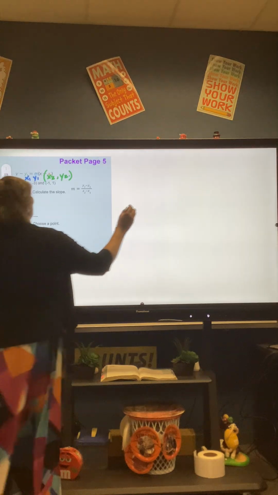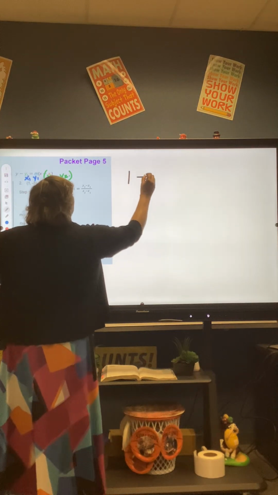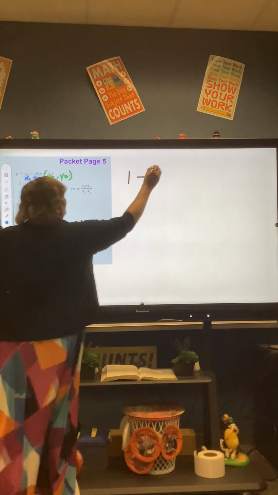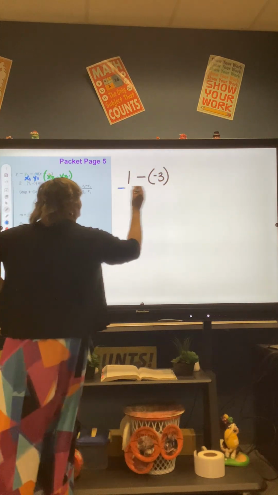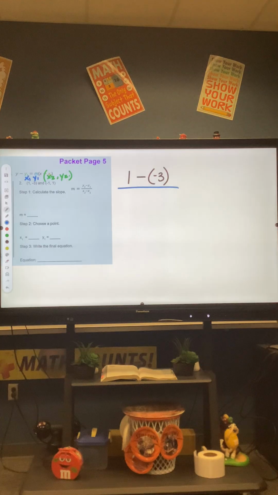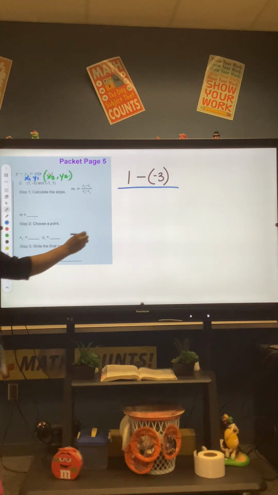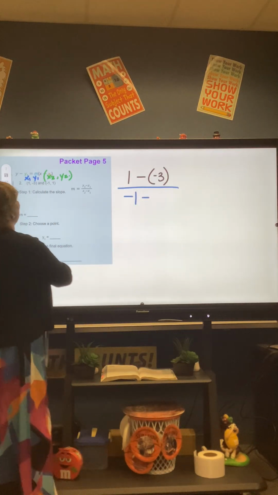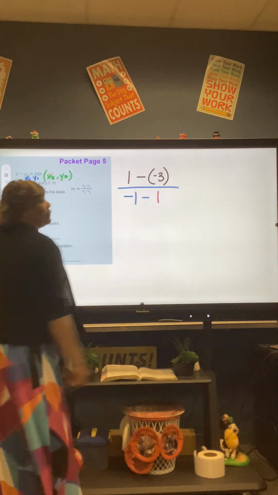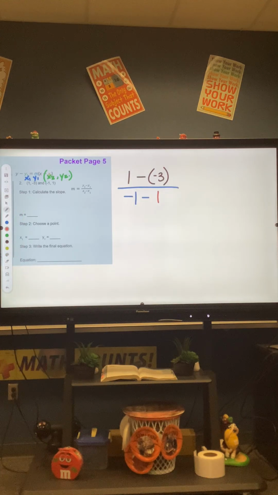All right, Y2, I got 1 minus a -3, beautiful. My denominator is my x's, my x2, which is a negative what? -1 minus, what's my x1? That's 1, right? Put that in the calculator for me. Put it in the calculator, I promise you, you won't get it right. Wrong if you put it there. That's not right.